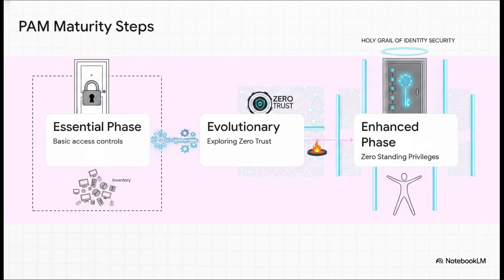Manage Engine maps out Privileged Access Management, or PAM, across 3 distinct maturity phases. Step 1 is the essential phase. That's where you establish your basic access controls and just get a solid handle on your inventory. Step 2 is the evolutionary phase, where organizations start heavily exploring and actually implementing zero-trust access controls. And finally, we reach Step 3, the enhanced phase. This is where all the pieces come together to achieve the absolute holy grail of identity security, zero standing privileges.